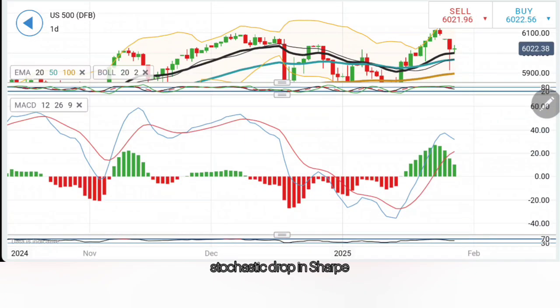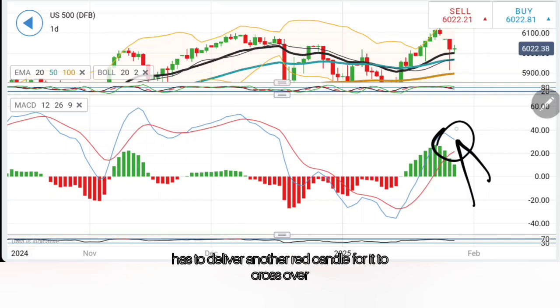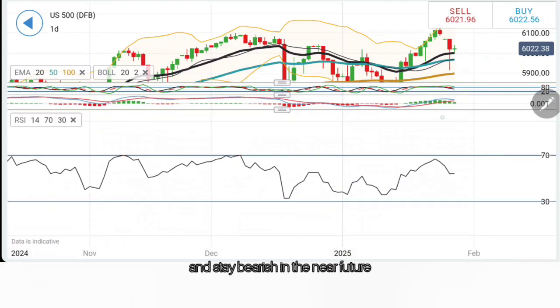Stochastic dropping sharp, the MACD is trying to converge. It is not yet crossed over. Wait for it to cross over, which means today it has to deliver another red candle for it to cross over and stay bearish in the near future.